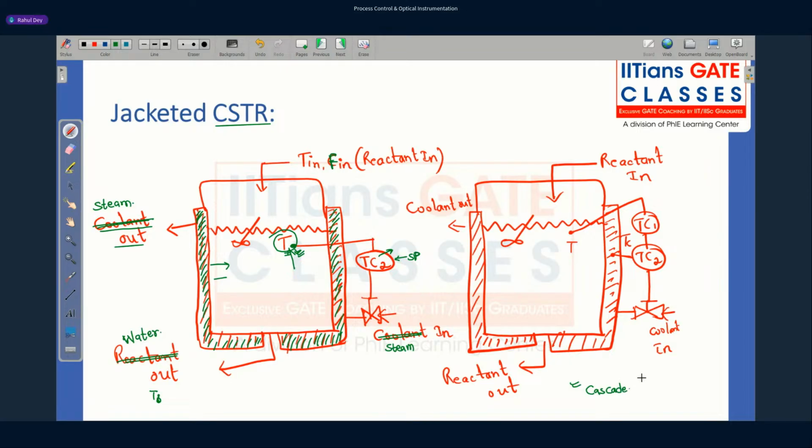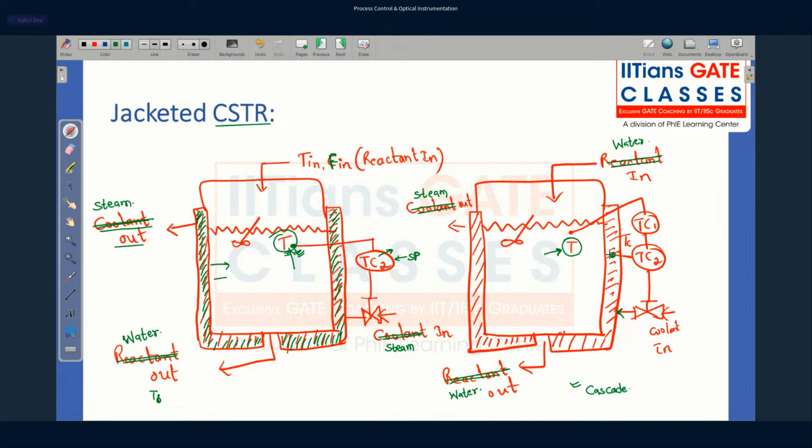Cascade control. You will see the same thing over here. This is steam out. Suppose from here steam is getting out, and from here steam is getting in. So this is water out. My output variable, my water temperature, should be maintained at T. And from here water is entering. Now at this point of time, I have two measured variables. One measured variable is the same: the temperature of the water inside the jacketed CSTR. But there is one more measured variable, that is the temperature of the steam.